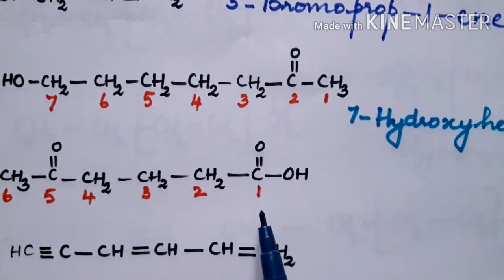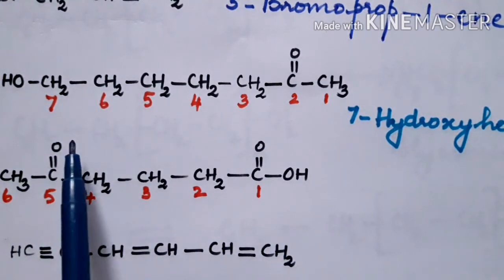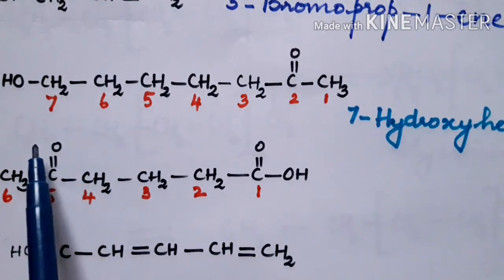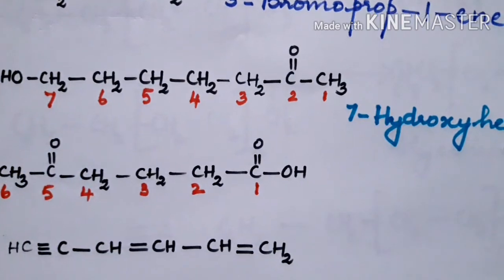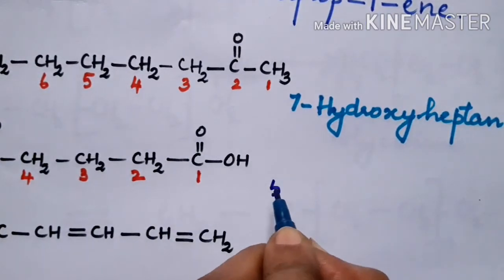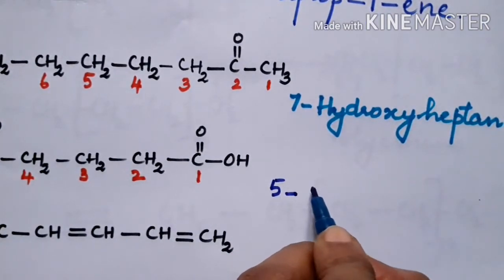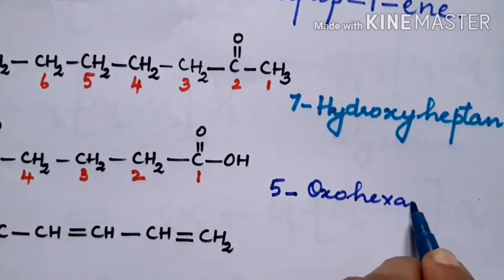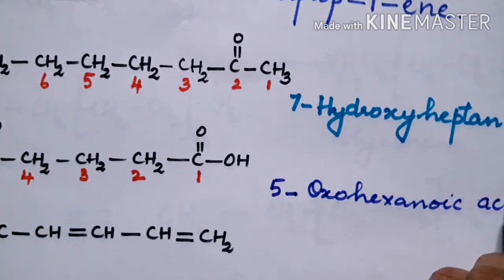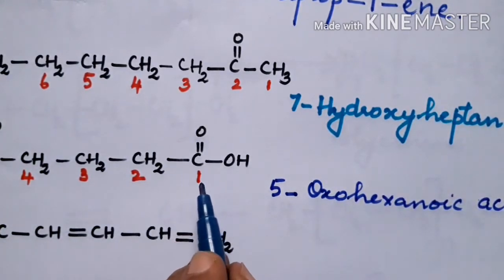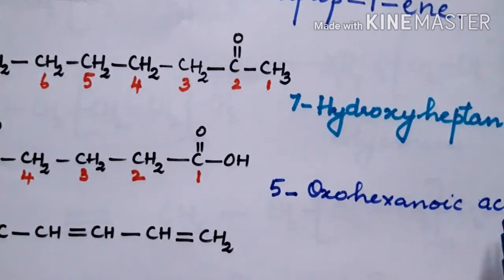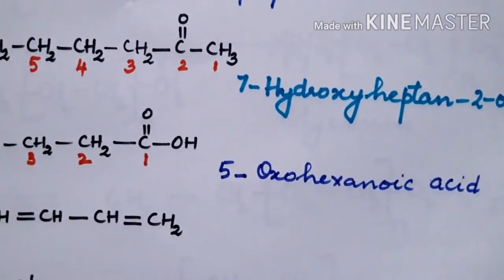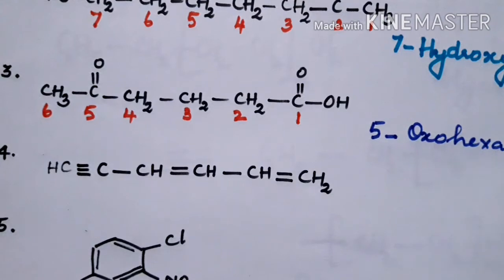The principal functional group taken here is COOH. So the connective group here, or the substituent, becomes oxo. So the name of the compound will be 5-oxohexanoic acid. Because COOH is in the first position, we needn't specify it as 1-oic acid. So the name is 5-oxohexanoic acid. Coming to the next compound.